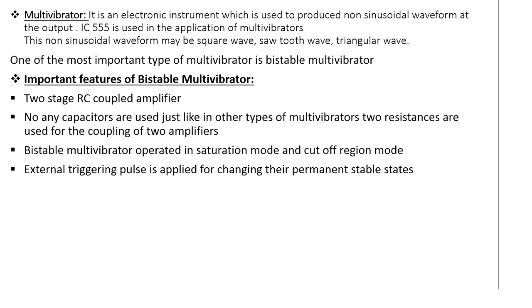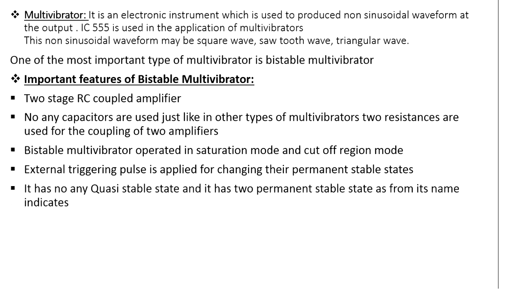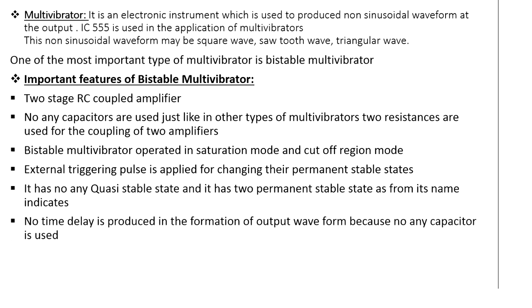The next important feature of the bistable multivibrator is that it has no quasi-stable state. A quasi-stable state means the temporary stable state which is attained by any transistor during the charging and discharging of the capacitor. The last and most important feature of the bistable multivibrator is that no time delay occurs in the formation of the output waveform, because there is no capacitance applied.